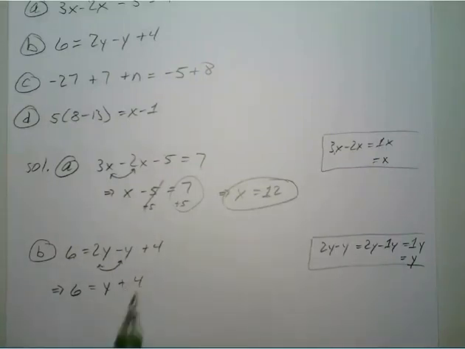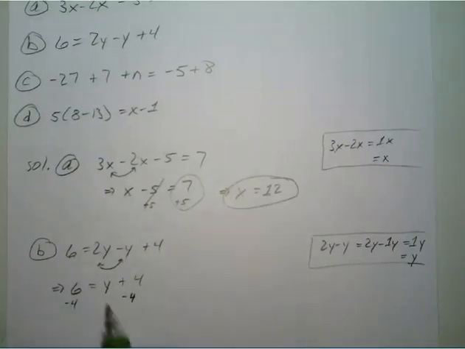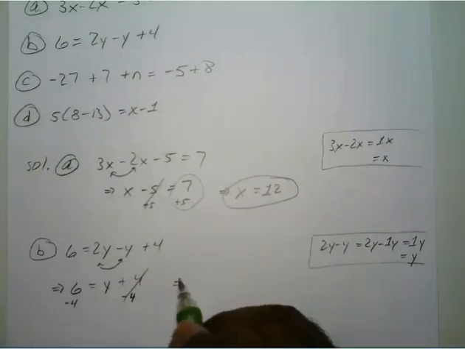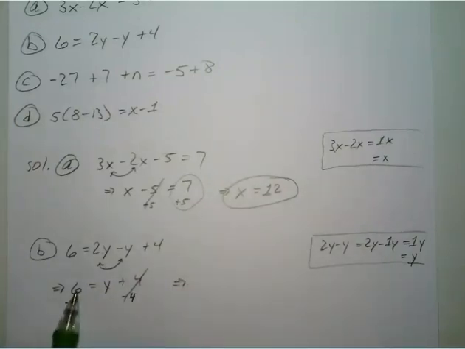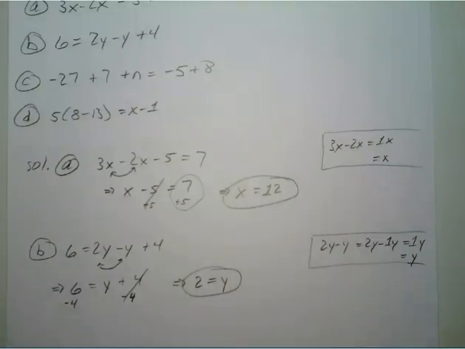Okay, so if we have y plus 4, we're going to subtract 4 from both sides. Okay, where those two cancel out. So on the left side of the equal sign, you have 6 minus 4, which is 2, is equal to, on the right side, you just have your y. Okay. So the y doesn't always have to be on the left. Sometimes it'll appear on the right. Same steps.